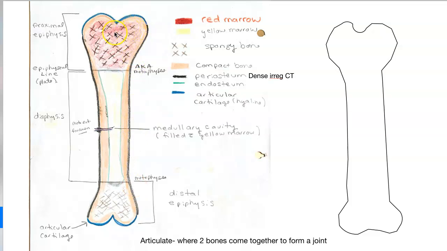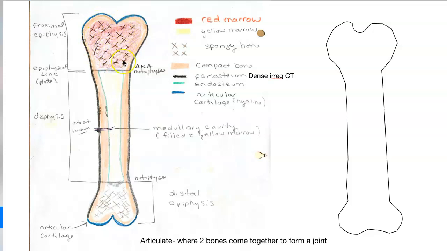Add in your spongy bone. I just do little X's, spongy bone on both sides. In the proximal and distal epiphysis, put your spongy bone in there. In the middle of the diaphysis, this long part of the bone, is a space. Remember, this is the medullary cavity. So just draw kind of like a space in there. Medullary cavity, it's going to be filled with yellow marrow, adipose, but we call it yellow marrow.